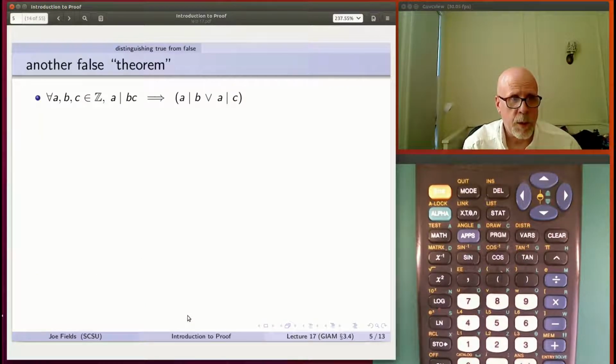All right, next false theorem to look at. For all integers named A, B, and C, if A divides the product BC, that implies that A divides one of the factors. Either A divides B or A divides C. Let me highlight that as we go through it again. We've got the assumption, or the antecedent of this conditional sentence is that A divides the product BC. And from that, we conclude that one of these two is true. Either A goes into B or A goes into C.